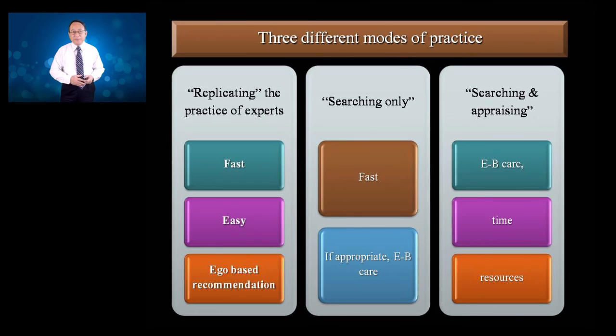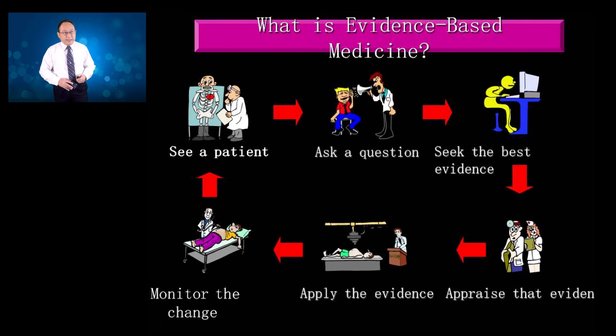Searching and appraising: you see the evidence-based care from the journals, and then you appraise them, and then decide what treatment should be given to the patient. But this is time-consuming, of course. Now, I'm going to show you very briefly the cycle of evidence-based medicine. See a patient, ask a question, and then seek the best evidence, and then appraise that evidence, apply the evidence, and monitor the change.